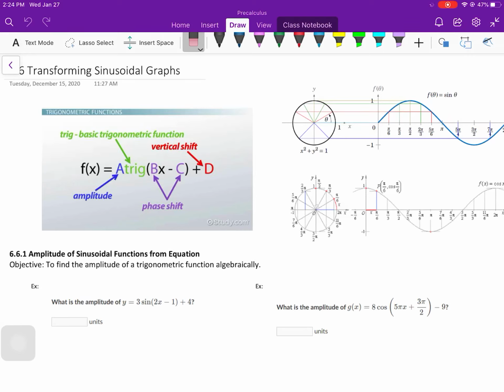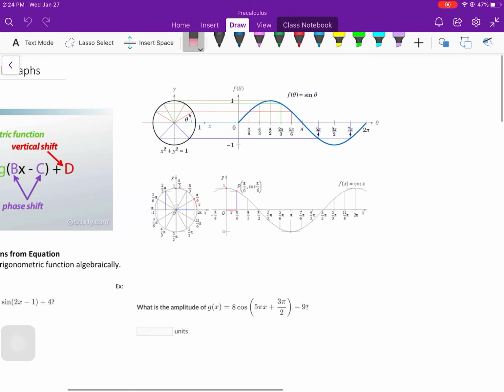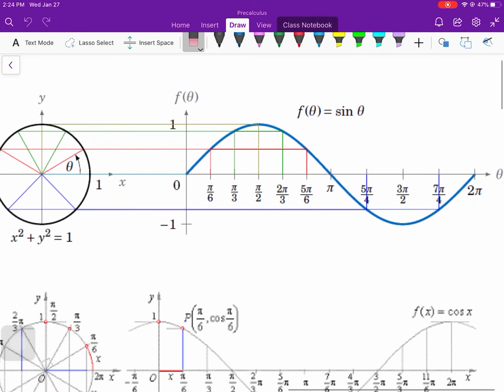This is a very simple lesson, but I do want to go over something that I forgot to go over in the last section, and that's how do we come up with the graph of sine and cosine? Where does this come from? And it actually comes from the unit circle. So I got this nice little thing here.